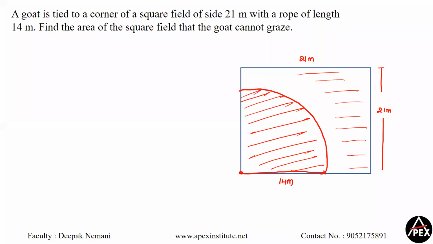So how can we find that? Area of square minus area of arc, or this is called sector, my bad. Area of sector will give us the area of the square field that the goat cannot graze, isn't it? Now the area of the square field is a square, isn't it? So here a is 21. So 21 square, which is 441 minus.